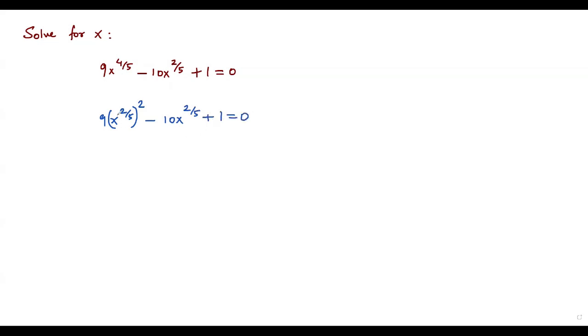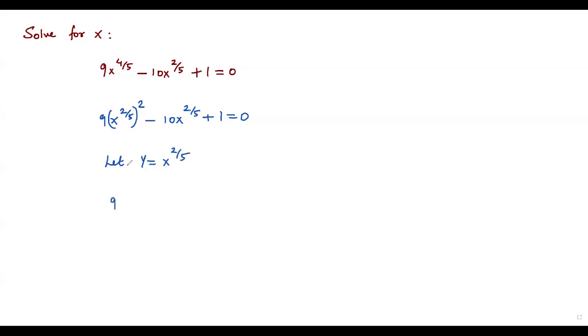Here in this equation we find x to the power of 2/5, and here also we find x to the power of 2/5. Now what I am going to do is substitute a new variable y for this x to the power of 2/5. Let me do it. Now I can plug in this new variable y for x to the power of 2/5.